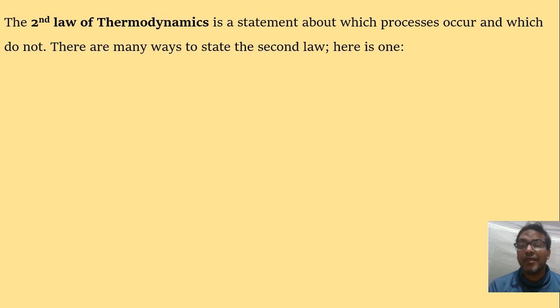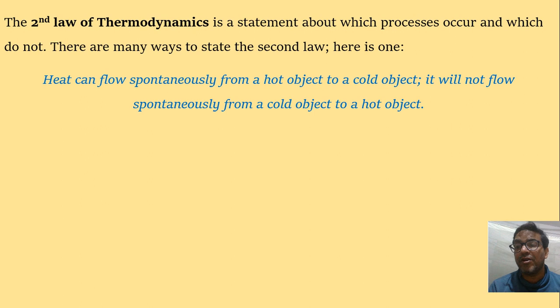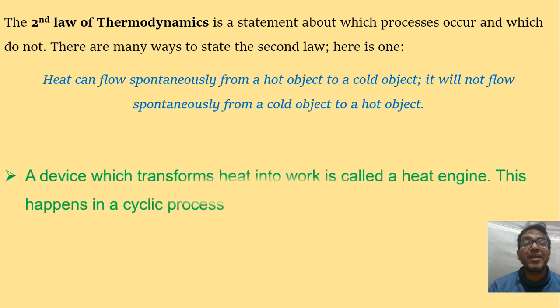Now, the first law, I already told you, is the expression of the conservation of energy basically. There are many ways to state the second law. One way is that heat can flow spontaneously from a hot object to a cold object. It will not flow spontaneously from a cold object to a hot object. The reverse is not possible. That is the second law of thermodynamics.